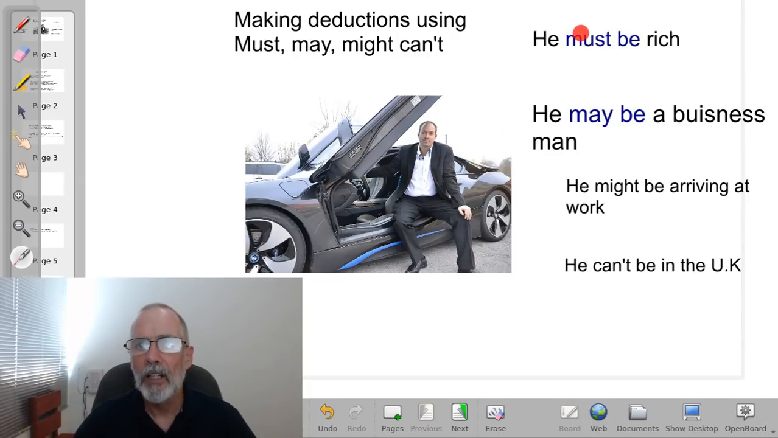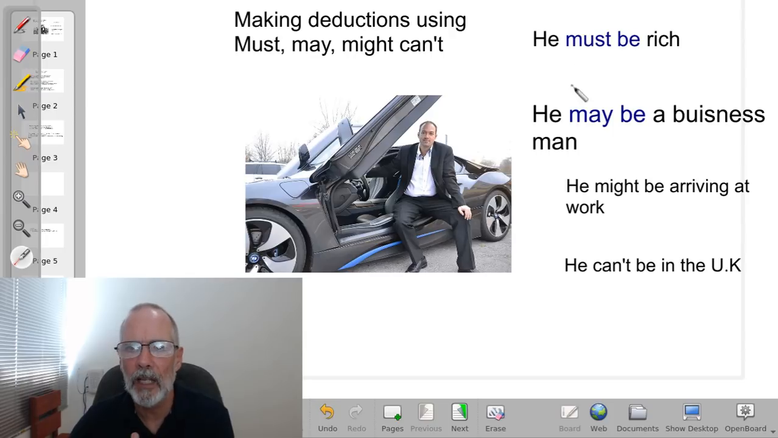So if I say he must be rich, that means I'm very certain that he's rich. If I say he may be a businessman, I'm making a deduction, but it's not a strong deduction. It's a possibility.